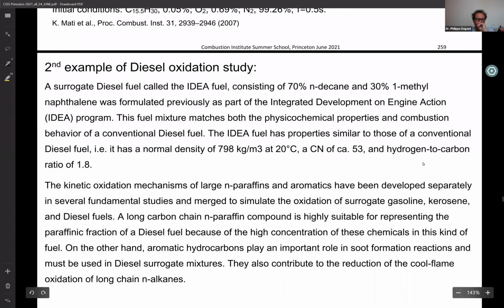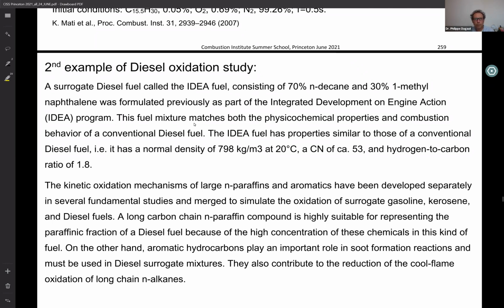So I present now a second example of diesel fuel oxidation. So here we used a much simpler surrogate model fuel consisting of a mixture of 70% in mole of normal decane and 30% in mole of alpha-methyl naphthalene. We use this fuel mixture because it had been used in the past in an EU program dealing with diesel combustion in engines and also in flames. And this is the reason why they use something very simple.